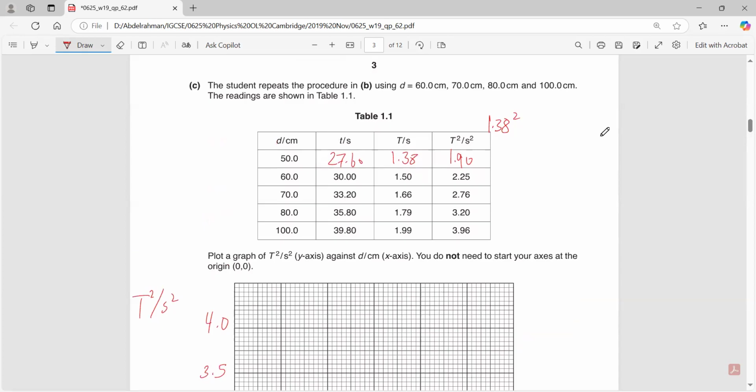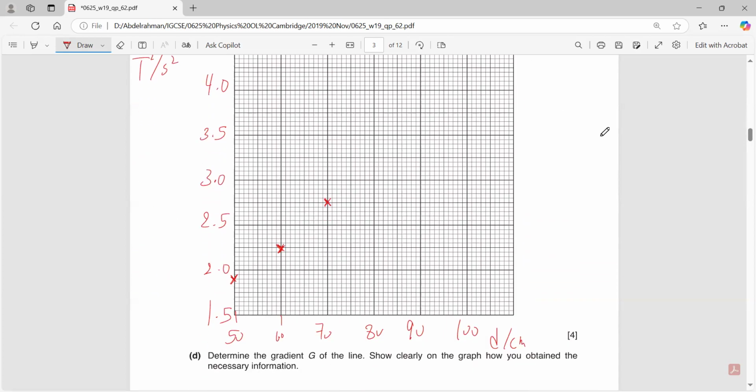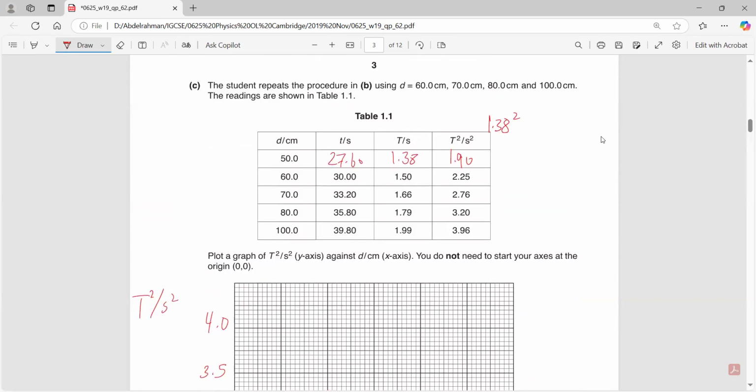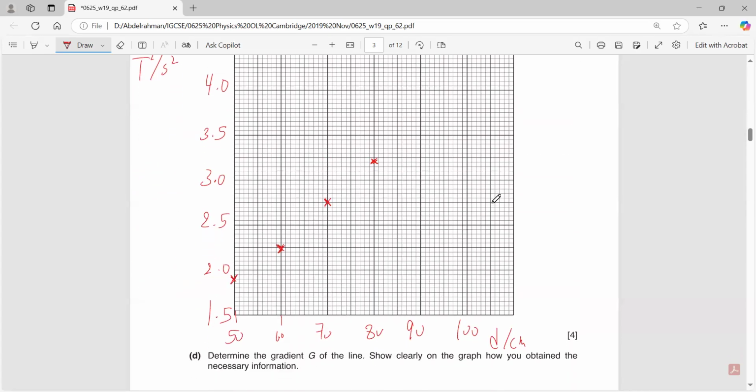80 with 3.20. 3.20 is exactly 4 squares above 3.0. 90, there is no 90, but there is 100, and 3.96. So 100 and 3.96, which is 1 square just below 4.